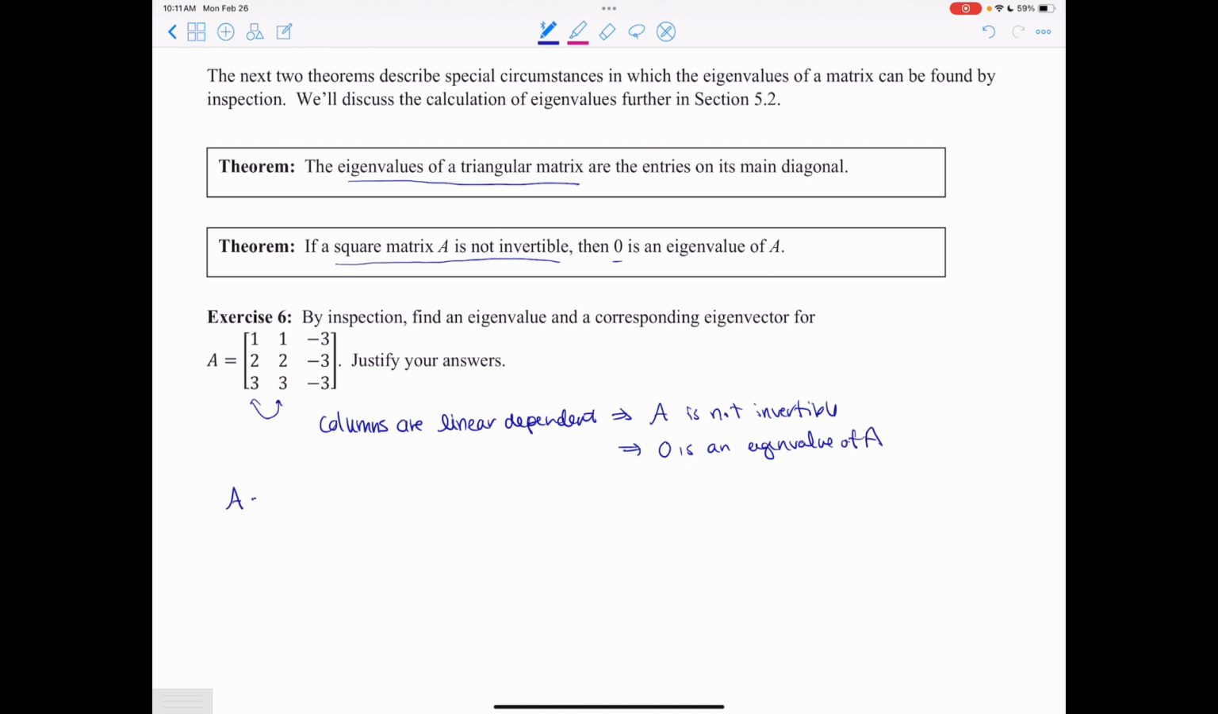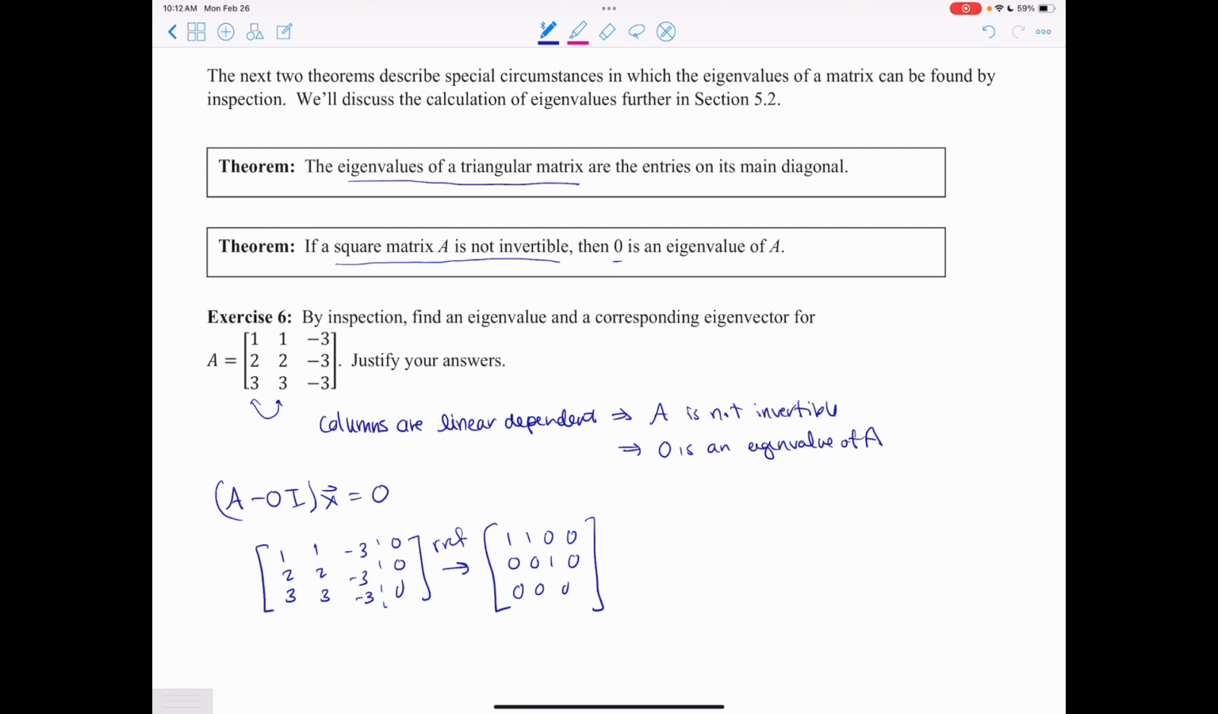So that tells me (A minus 0I)x equals 0. To find a corresponding eigenvector, I can solve this. So really that's just Ax equals 0. When we row reduce, we get this. We see that x2 is free, x3 is 0, and that x1 is -x2. So if I'm just trying to find a corresponding eigenvector, I can let x2 be anything. So if I let it be 3, I have (-3, 3, 0) is an eigenvector corresponding to lambda equals 0.